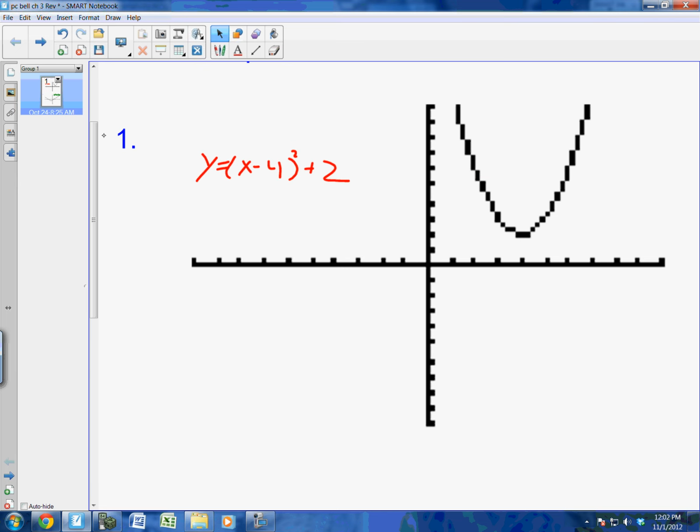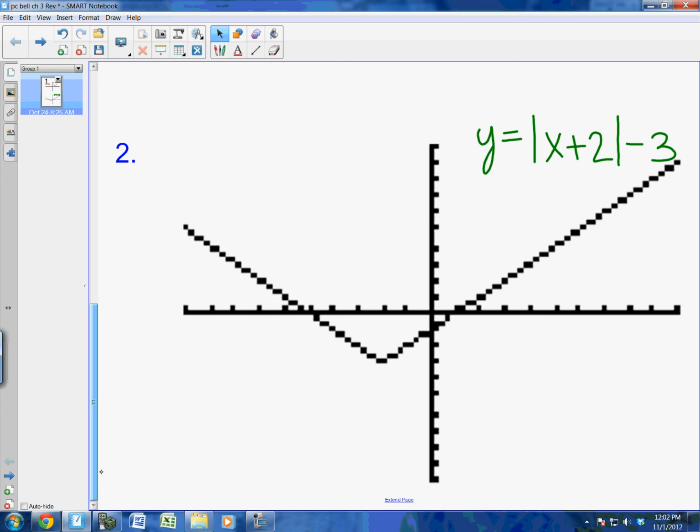All right, hey you guys, on this one right here, it was a quadratic function, so we had x squared as the parent function. Replacing x with x minus 4 moved it 4 places to the right. Adding 2 to the function moved it up 2. Okay, so that is the correct answer there.